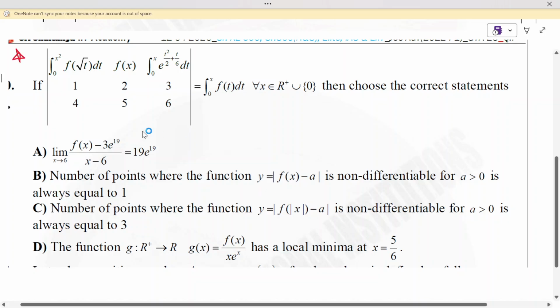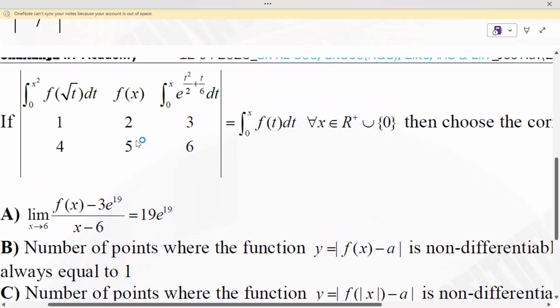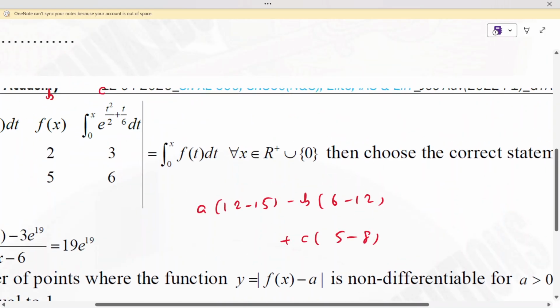Fine. So what it says, first there is a determinant, na? Let's say this is A, this is B, this is C. So it is written: this will be A multiplied by 12 minus 15, so A into 12 minus 15, minus B into 6 minus 12, and plus C into what are you getting? 5 minus 8 again. Fine.